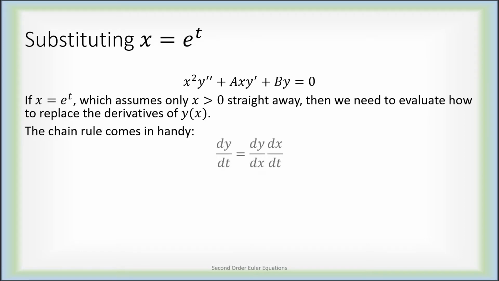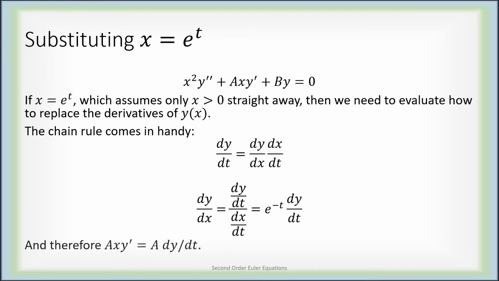Well, if x is e to the t, then what's dy/dt? Because we want to go in terms of t, not x. Well, the chain rule says dy/dt is dy/dx times dx/dt, which means dy/dx is the ratio (dy/dt) over (dx/dt), which is e to the minus t times dy/dt, because down here dx/dt is just going to be e to the t. If I move it back into the numerator, it becomes e to the minus t. Therefore, x y prime is just dy/dt. Here's dy/dx, or y prime. It's e to the minus t dy/dt. If I multiply this by x, it will cancel out the exponential, and I'll just have dy/dt.